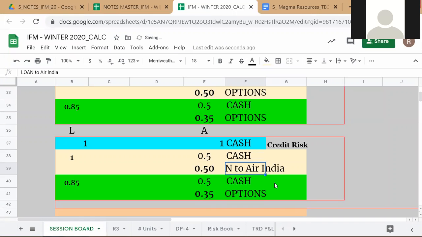So let's say there is a loan to Air India. Let's assume that Air India has been privatized. You don't want to lend money to Kingfisher anymore because they're already gone. So you're lending money to Air India. So you've got this loan to Air India. Now what happens? Let's keep the colors properly.